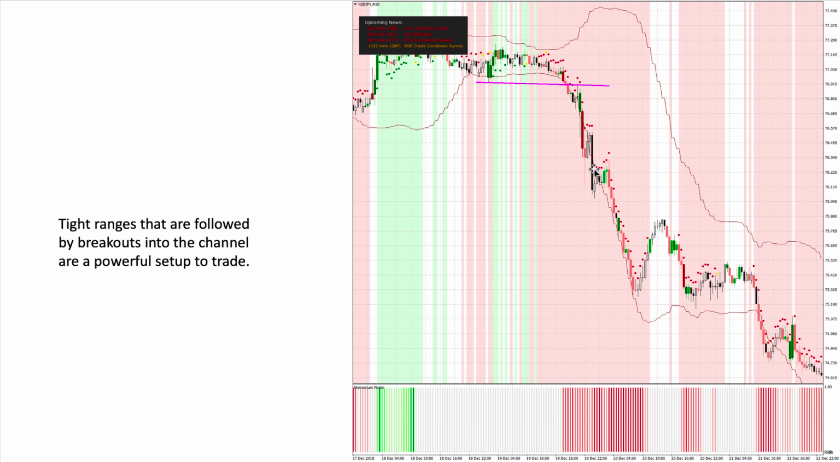So this is what the trend rider indicator looks like. It is only available for MetaTrader 4 right now. There are 3 to 4 main components. The first one is the background color. You can see here it's either green, white, or red, depending on the market structure.